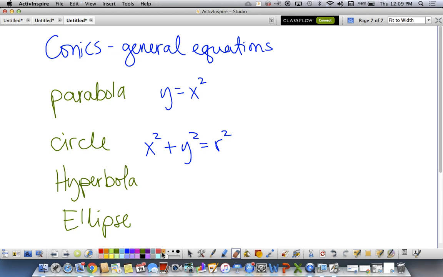Now, ellipse. In general, the hyperbola will kind of be like a parabola, and an ellipse will kind of be like a circle. An ellipse is like a flattened circle. So when you hear the word oval, it's really an ellipse.